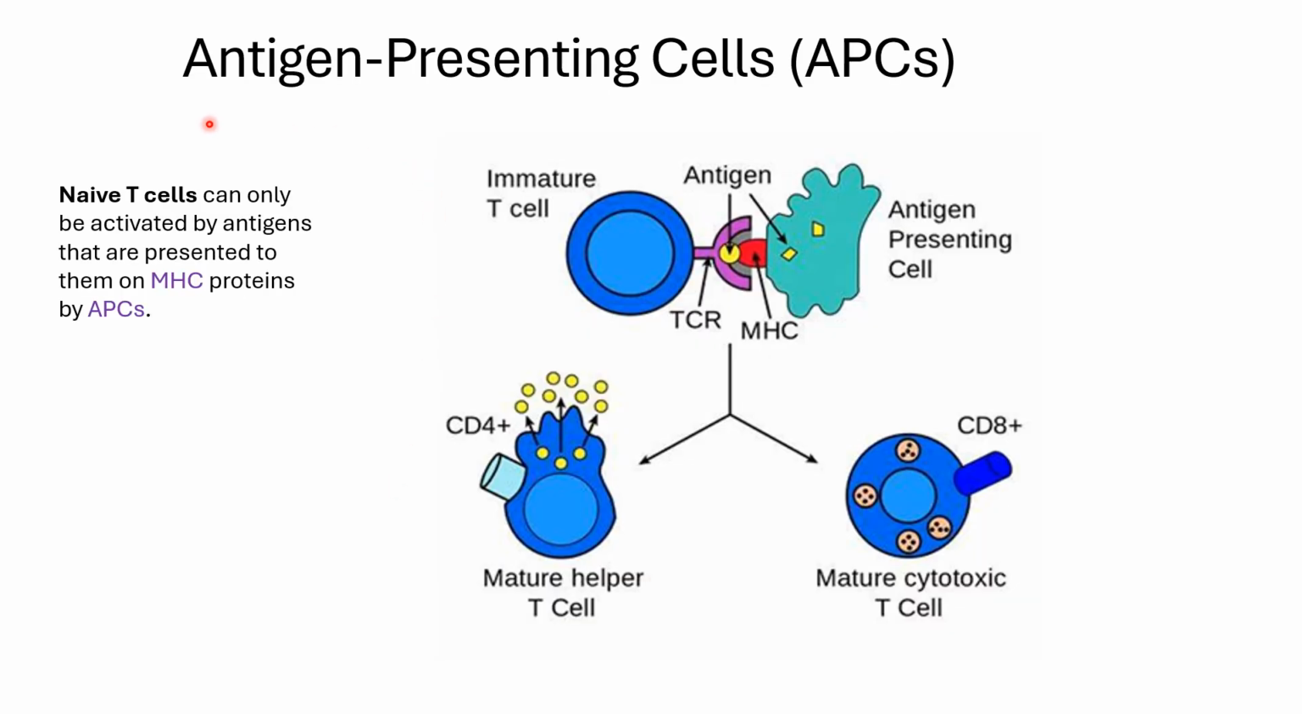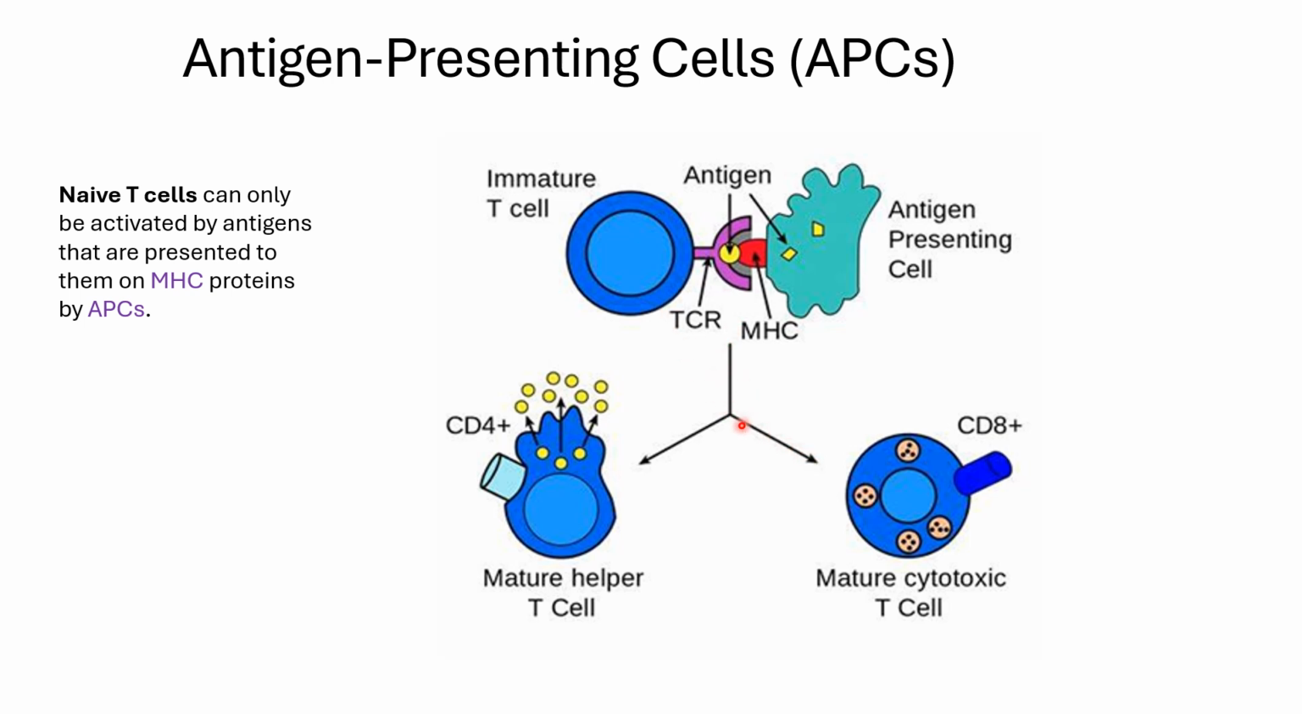Now let's look a little more into antigen presenting cells. This is an antigen presenting cell, and this is MHC on top of it, with an antigen attached to its groove. The antigen presenting cell is presenting this antigen to the T cell, which has a TCR, T cell receptor, on top of it. It interacts with the antigen, and after this the T cell is activated.